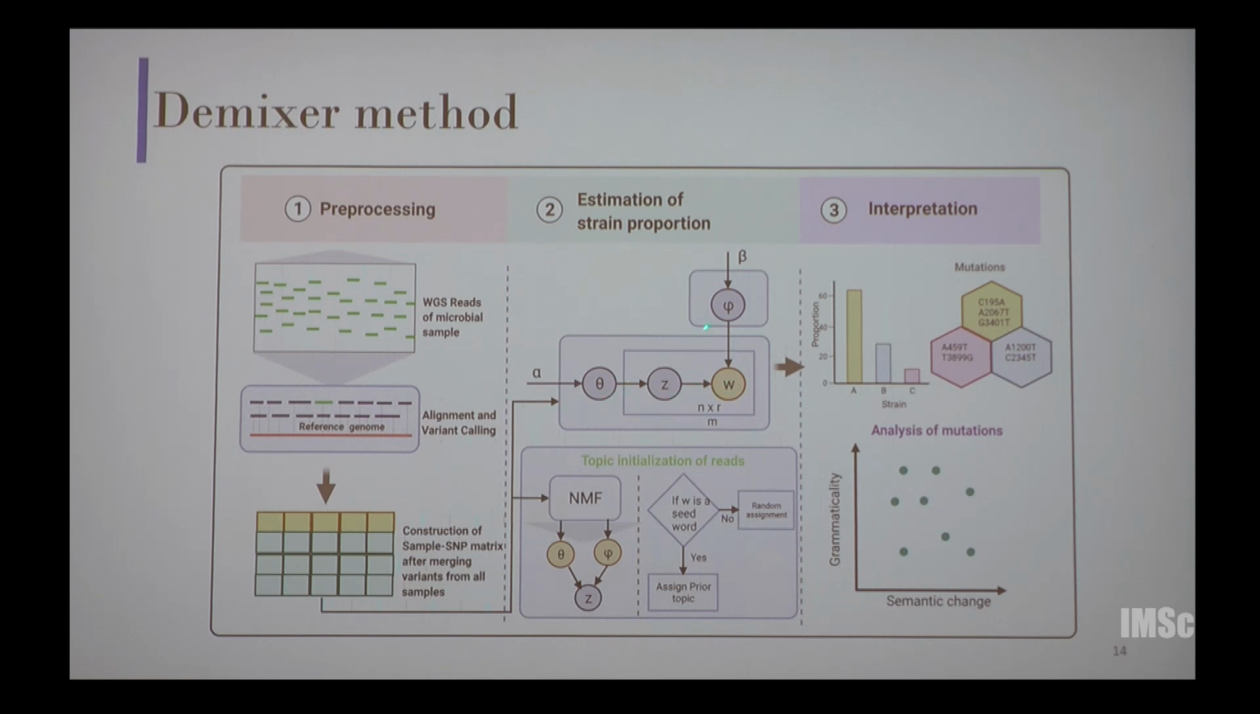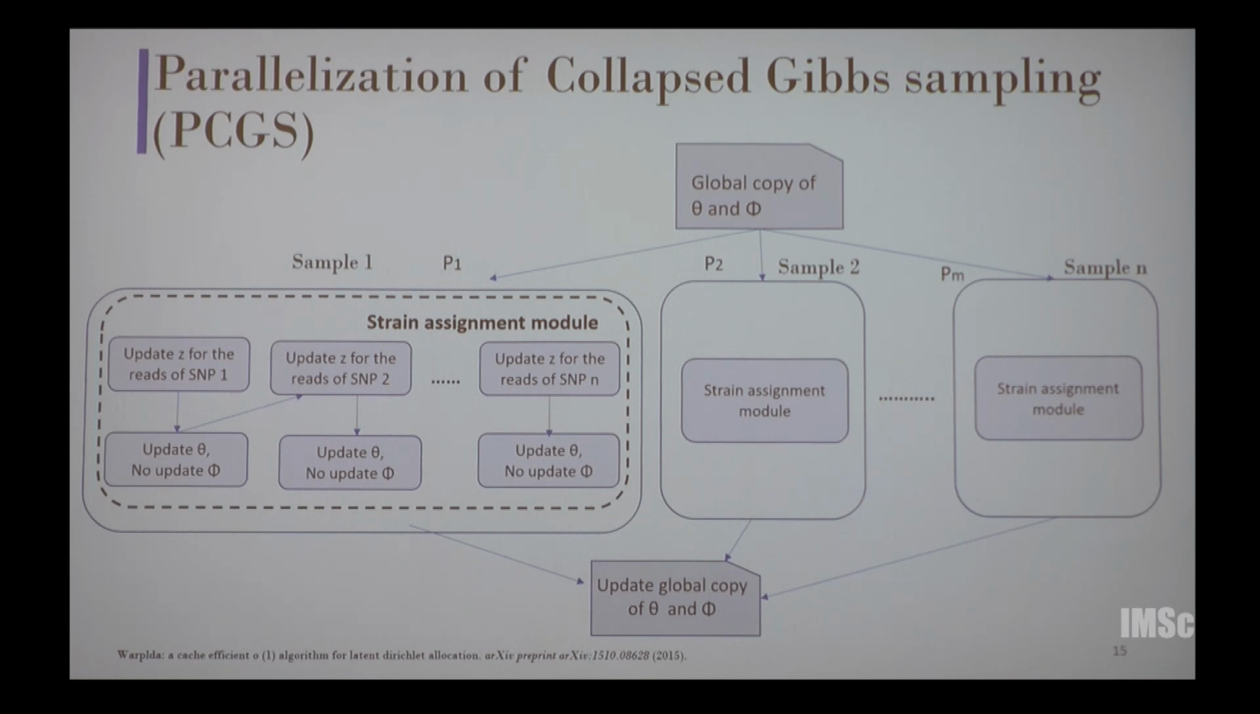Theta and phi correspond to those two matrices that we saw earlier. Theta and phi are the parameters of the model that we want to infer, and Z is the tag that is associated with each read. We also use the prior information of known strains, which is given as input to the LDA model. Once the parameters theta and phi are inferred, they are interpreted to understand the significance of the mutations present in each strain. One of the contributions of our method is the parallelization of the collapsed Gibbs sampling algorithm, which is used to infer the parameters theta and phi.